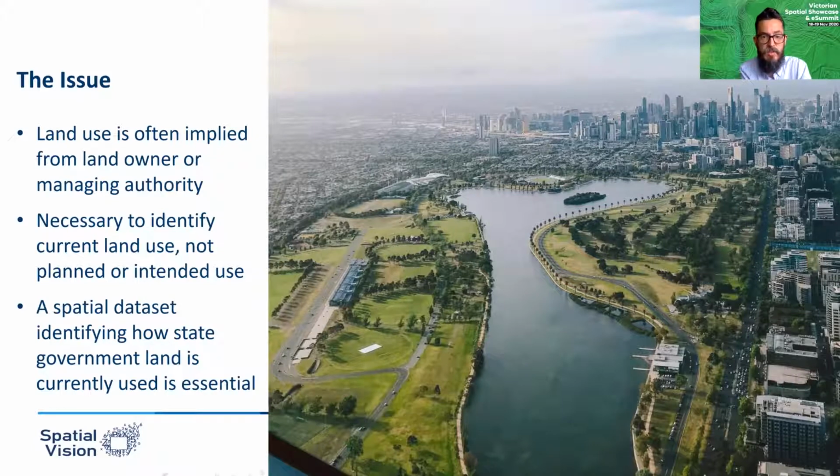Land Use Victoria within the Department of Environment, Land, Water and Planning found that there was no single data set on government land use in Victoria that provided authoritative information about how land is truly being used. The need to develop this spatial data set that would identify how state government land is currently being used was identified. This data set would also need to be integrated with other spatial and non-spatial data sets for a variety of complex analytical and decision-making functions.